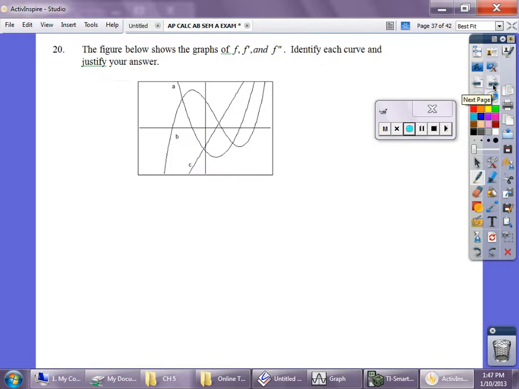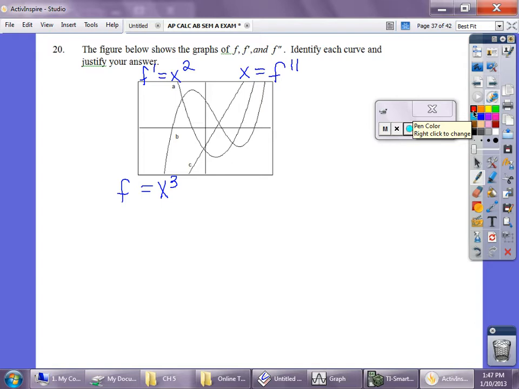Number 20 then. This one, identify each curve and justify your answer. You should be able to use your knowledge of polynomials. This one here is a cubic function. This one here is a quadratic function. And this one here is linear. Therefore, this one has to be the second derivative. Oh, sorry, wrong way. This one has to be the function. This one has to be the first derivative, and this one has to be the second derivative, because you always lose a power.